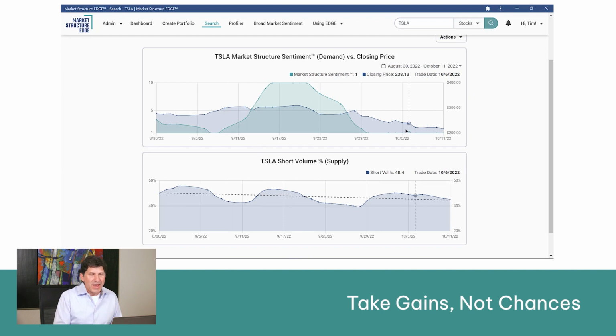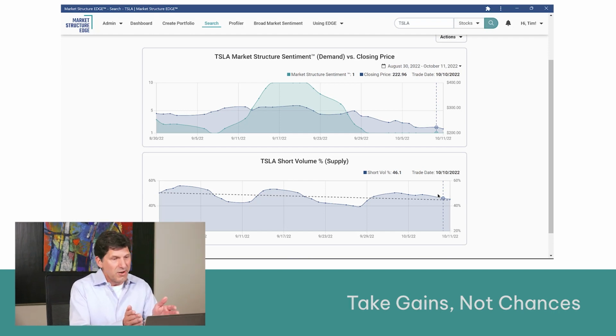Since then, demand's at 1. Supply is over trend. Don't own Tesla during those periods. Wait for the conditions to return that give you an opportunity to take gains, not chances.